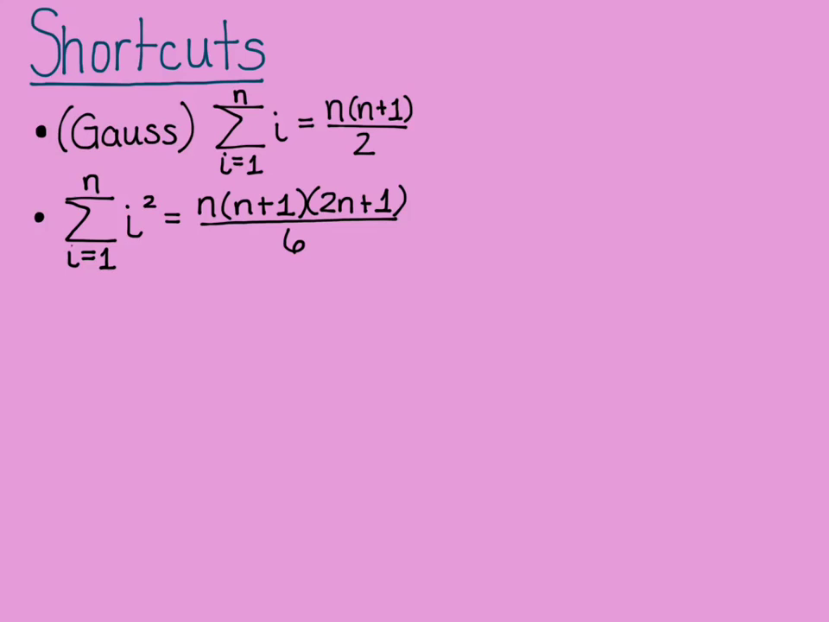So as long as i starts at 1 and ends at n, and the function is i squared, we know that the sum will always end up as this value. There's also a value for i cubed, so the sum as i goes from 1 to n of i cubed is n times n plus 1 over 2, quantity squared. This should look really familiar because this is just the formula for Gauss's series, but the value ends up being squared at the end.